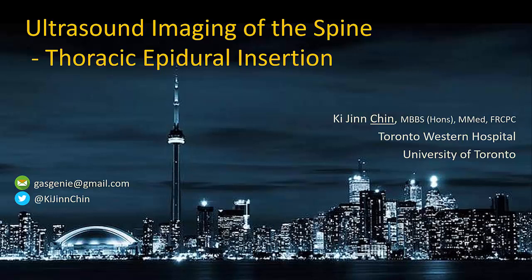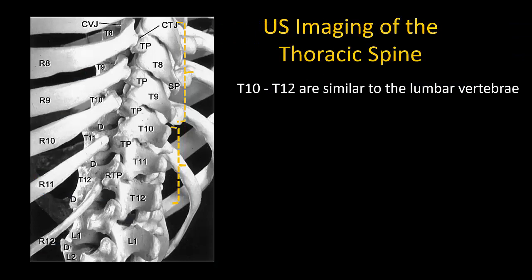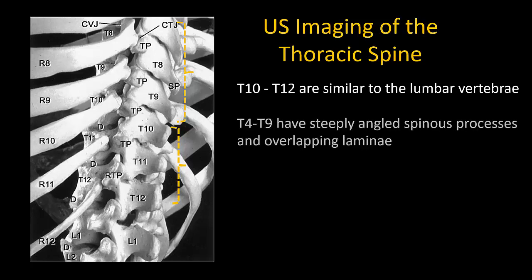In this video, I will cover the basics of using ultrasound imaging of the spine to assist with thoracic epidural insertion. As always, a good understanding of spinal anatomy is essential to using ultrasound imaging. The morphology of the thoracic spine varies by level. The lower thoracic vertebrae are similar to the lumbar vertebrae in shape, whereas the mid and upper thoracic spine, particularly in the T4 to T9 area, have steeply angled spinous processes and laminae that overlap each other.